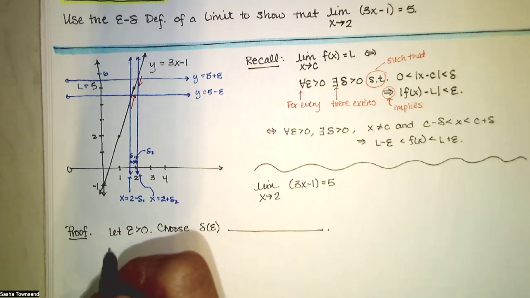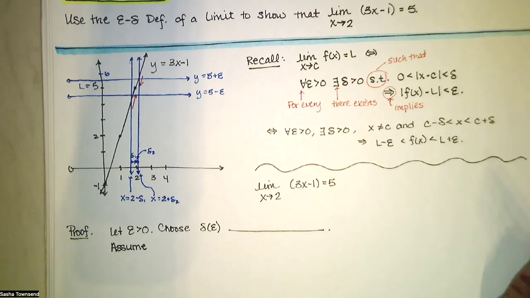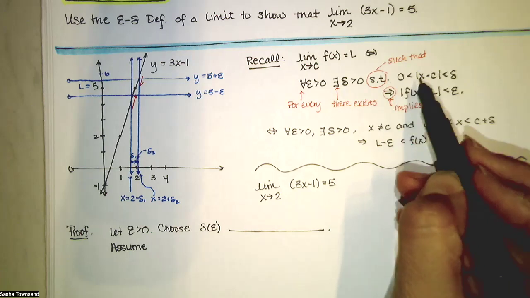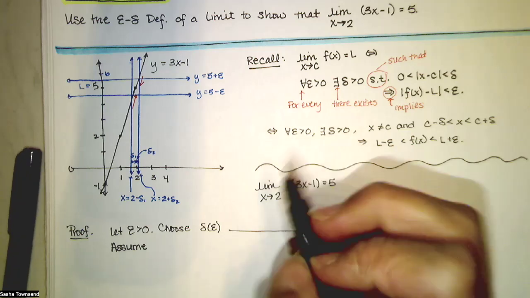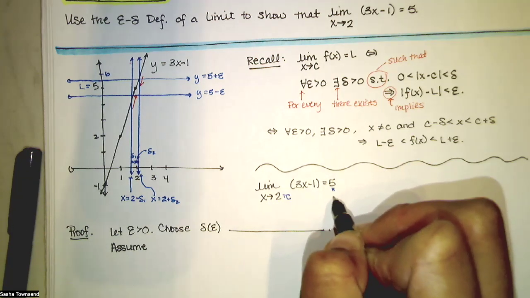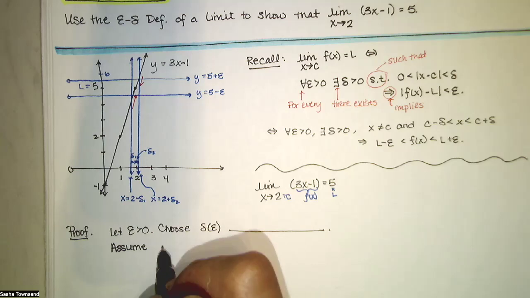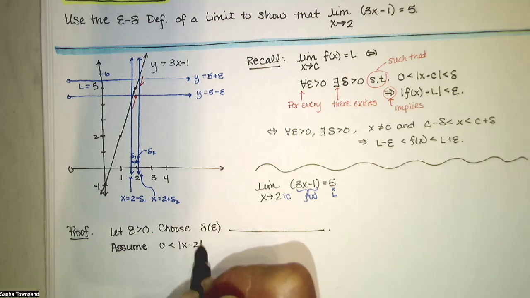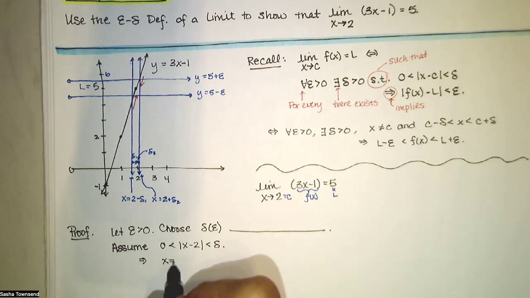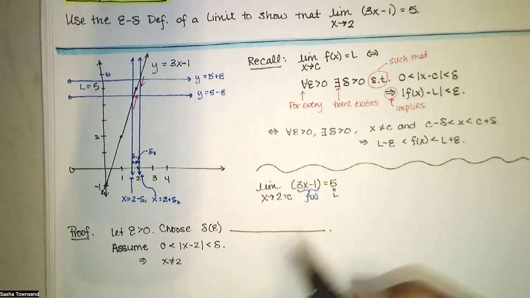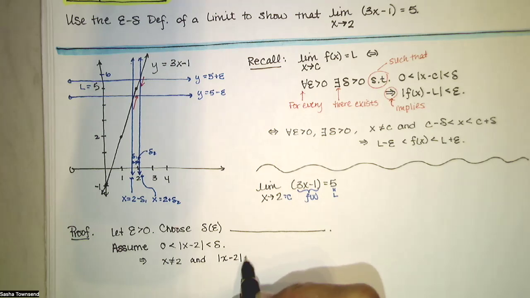And then we will assume this first part. So we will assume that 0 is less than the absolute value of x minus c, which is less than delta. In this case, c is equal to 2. The limit is equal to 5, and this is our f of x. So we'll assume that 0 is less than the absolute value of x minus 2, which is less than delta. That just means that x is not equal to 2, so we're not concerned about what happens at x equals 2 when we're discussing this limit. And the absolute value of x minus 2 is less than delta.